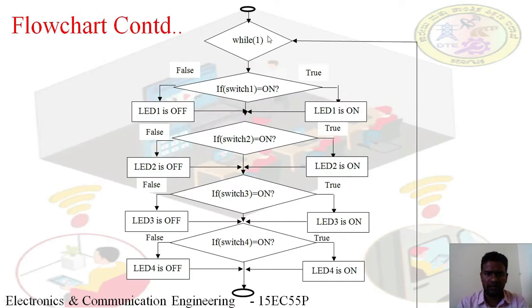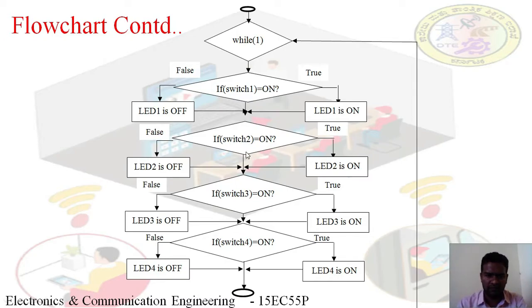Next, while(1) is a continuous infinite loop. In this we are going to check 1, so it will always be true. When it is true, it will check whether switch 1 is on or off. If switch 1 is on, that is closed, so the condition is true, the LED will get turned on and it will come to the next switch checking condition. If switch 1 is off, the LED will get turned off and it will come to the next switch condition.